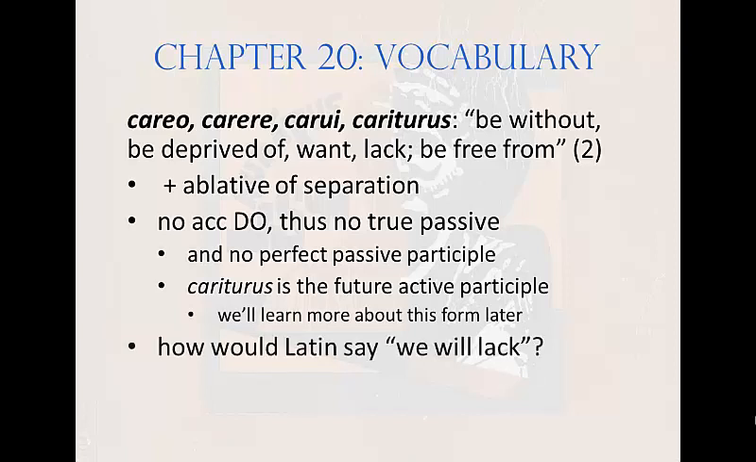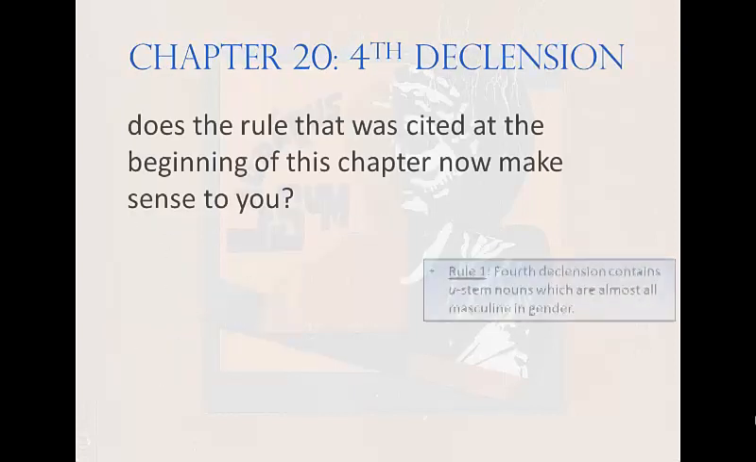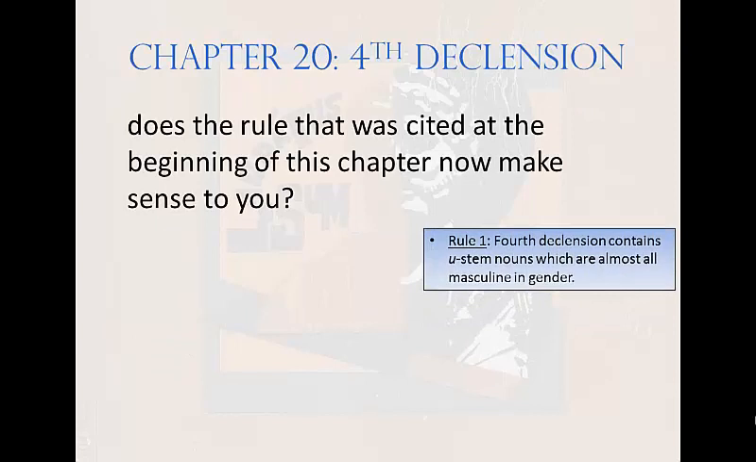So, how would Latin say, we will lack? What conjugation is this verb? Oh yes, it's second. So, how do second conjugation verbs form their future? Is it with E? No. Second conjugation uses bi. So, we will lack: carebimus. And that's it. That's the end of the presentation for Chapter 20.